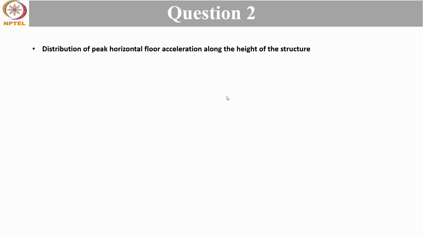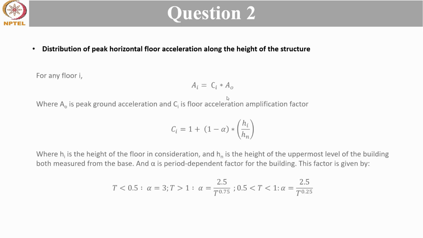But how can peak floor acceleration be calculated along the height of the structure? For that there is a relationship that we can use. For any floor, ai is nothing but ci into a naught, where a naught is the peak ground acceleration and ci is the floor acceleration amplification factor. Now how can we calculate this amplification factor? This amplification factor is dependent upon the height of the floor.